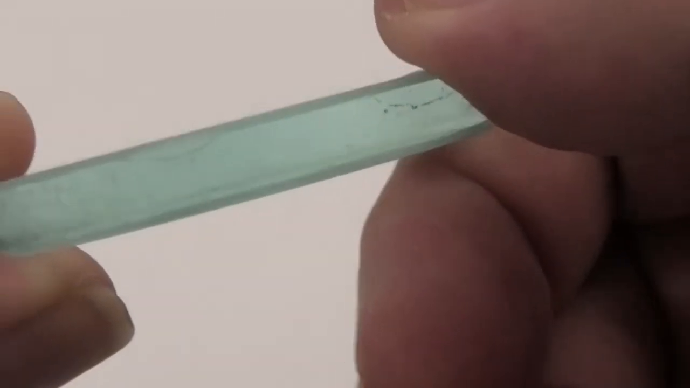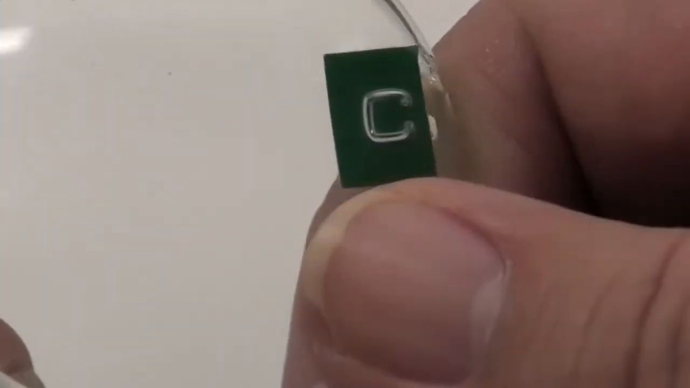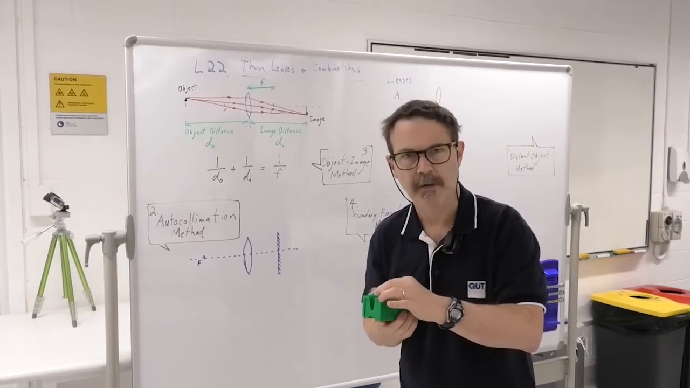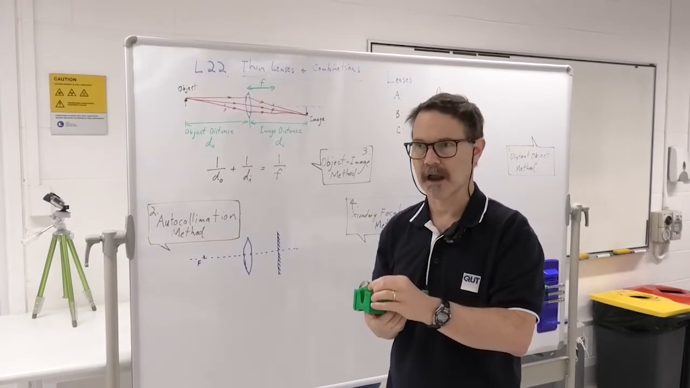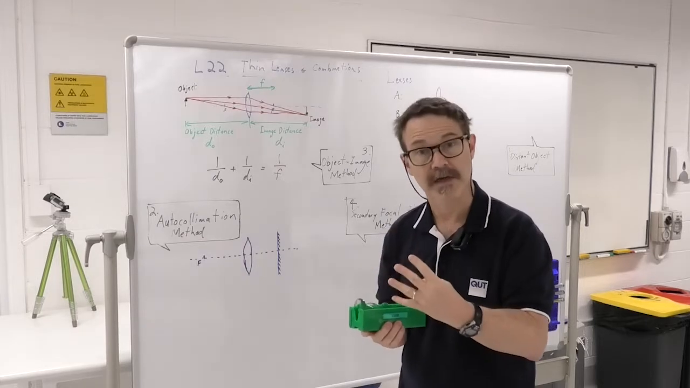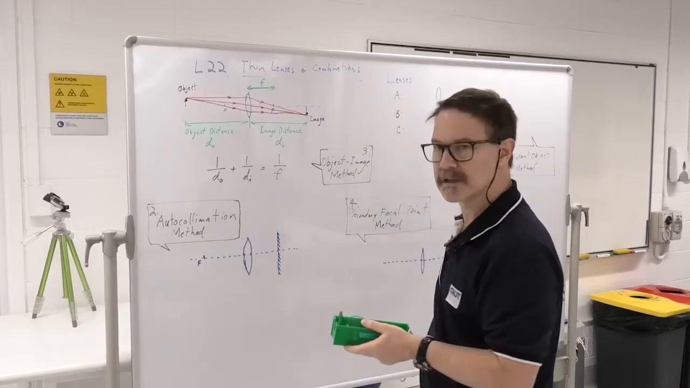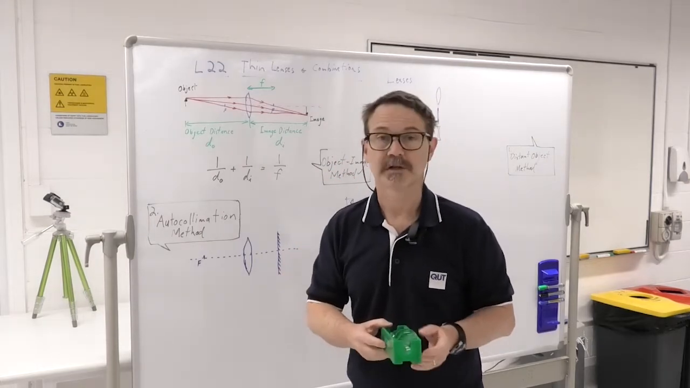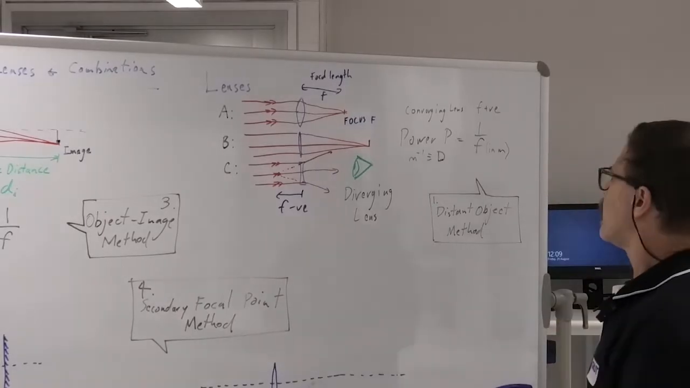So we're going to be measuring the focal length of each one of those lenses today, and lens A, we're actually going to measure the focal length of that using four different methods. Okay, all of these methods here. So I'll take you through those in just a moment. So we're going to use four different methods.